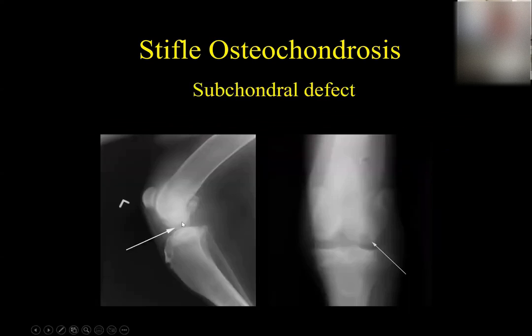So here's an example. You can barely see it here. There's a little lucency here, but you can easily see it right in here. This lucent area, is that medial or lateral? Where there's the fibula, so it's got to be lateral. So now we got a lucent lesion with some flattening involving the lateral femoral condyle, typical of an osteochondrosis lesion.